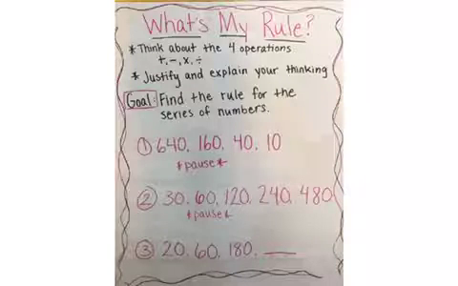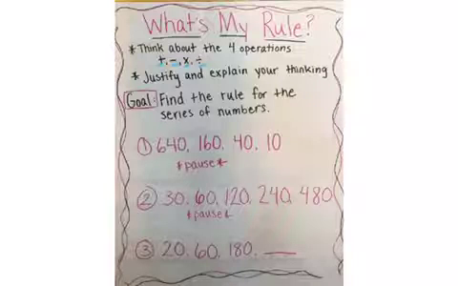Today we're going to do What's My Rule? I'm going to give you a series of numbers to try and guess what rule I used. When you look at these numbers, I want you to think about the four operations: addition, subtraction, multiplication, and division. Your goal is to find the rule for the series of numbers. Then, in a Google Doc, you're going to justify and explain your thinking.